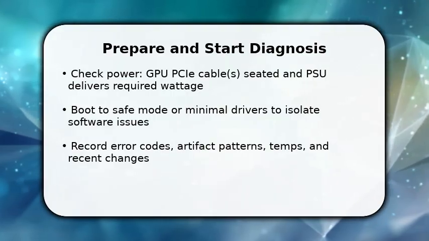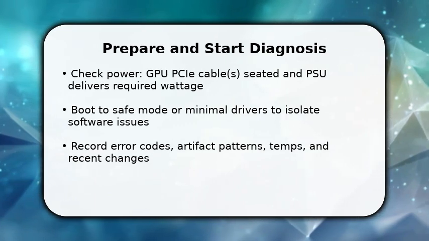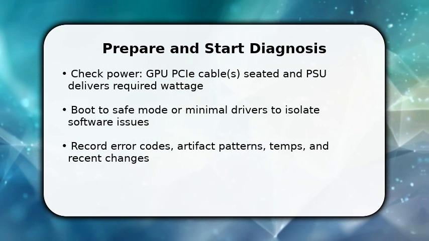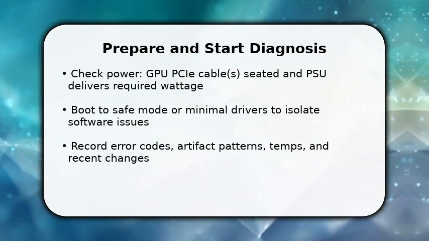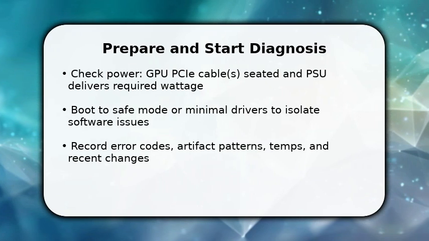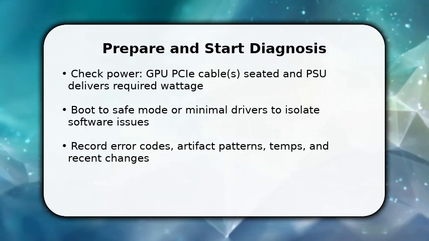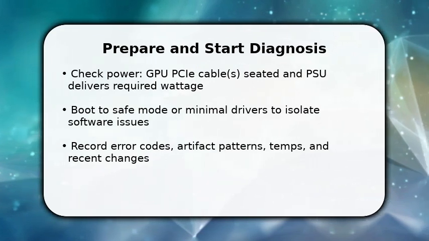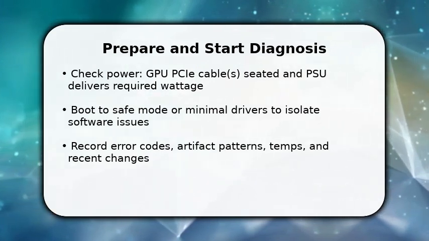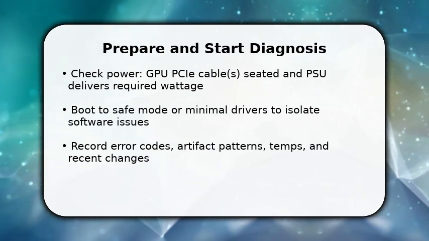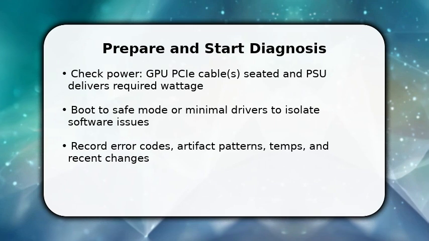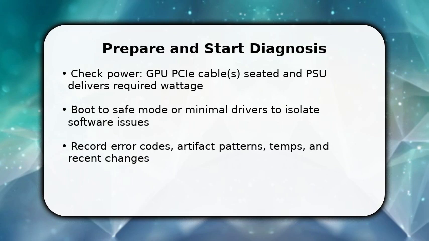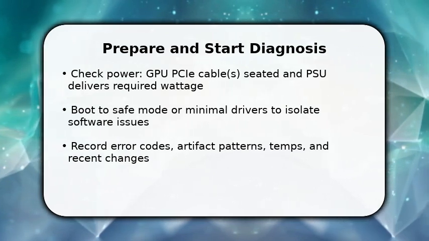You begin by confirming prerequisites and starting the first actionable checks. Verify power connections and that the PSU meets the GPU wattage. This prevents intermittent failures. Once done, boot into safe mode or a driver-free environment to separate hardware from software causes. Make sure to capture symptoms, artifact types, crash timing, and temperature readings so you can compare results after each step. This focused start reduces guesswork and sets up the controlled tests you will run next.